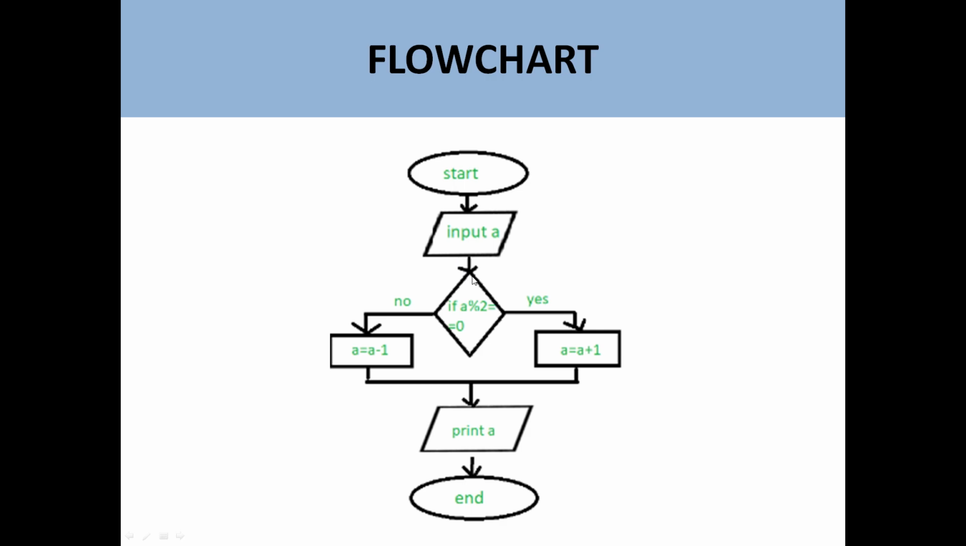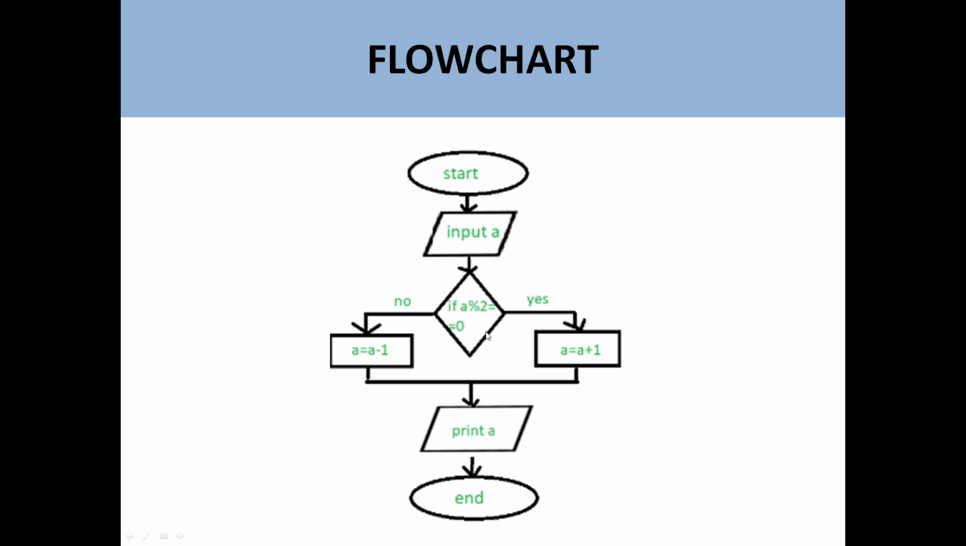Remember that this is the diamond symbol, the conditional symbol, so whatever you have entered will be divided by 2. In simple terms, if it is an even number you will add 1, and if it is not an even number it will subtract 1. Whatever the result, it will print a and it will end.